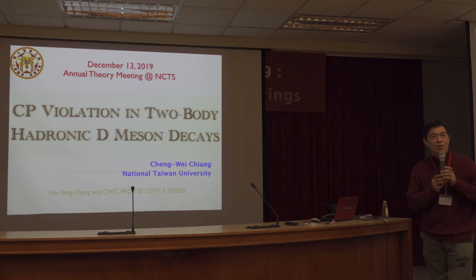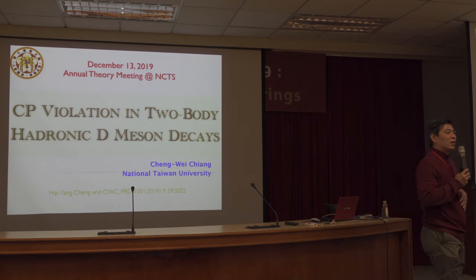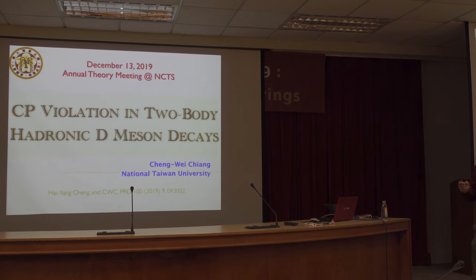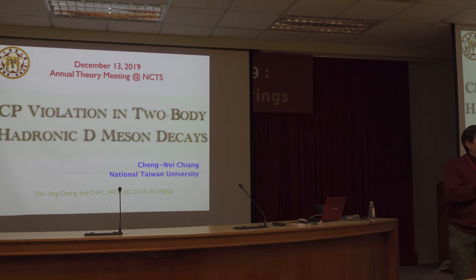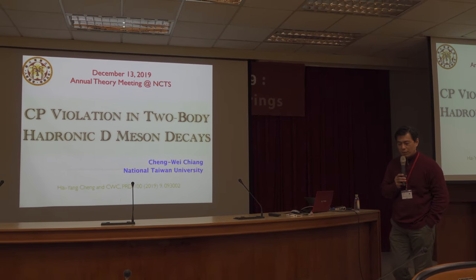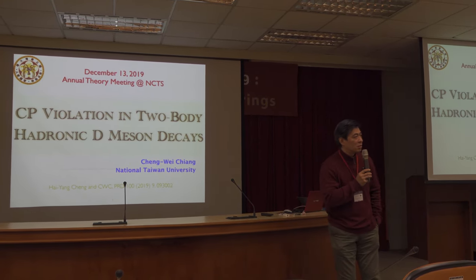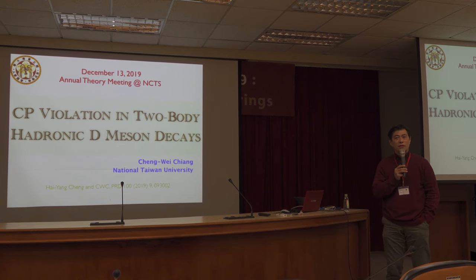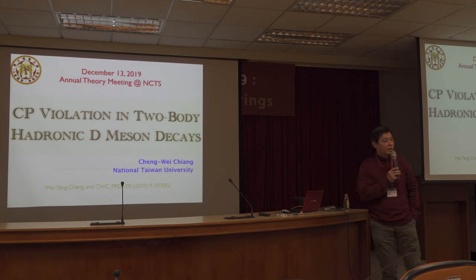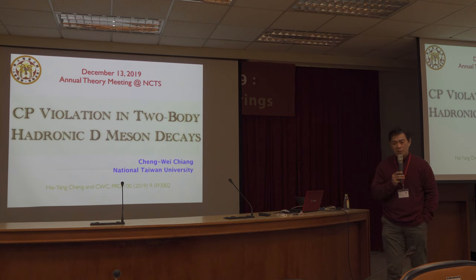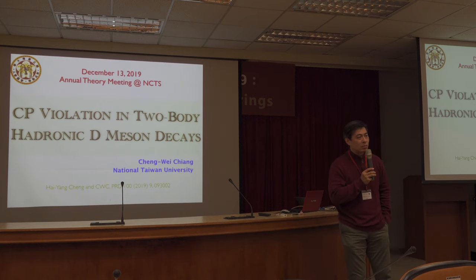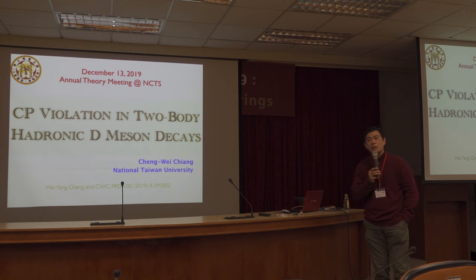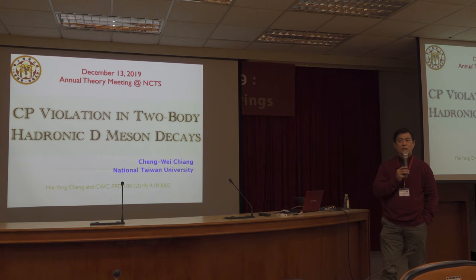Compared to the previous talks in this session, my talk is more mundane. As we know, we have seen CP violation in both the Kaon and the B meson systems. So the question is whether we can also see a similar thing in the charm system as well. And probably you also noticed that a few years ago there was a kind of anomaly. People observed a big CP violation in the charm sector about 6 or 7 years ago.